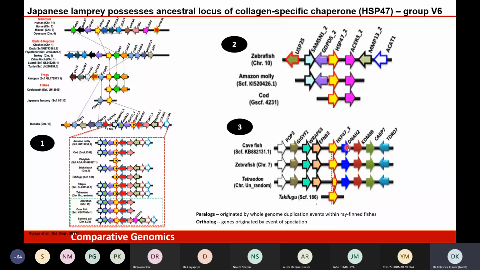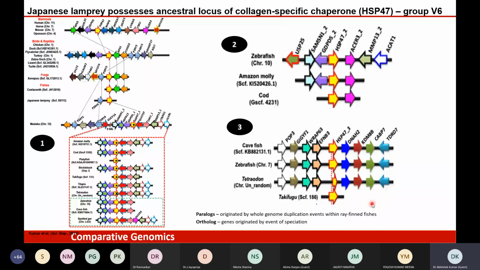If you're taking Amazon molly or Medaka, Amazon molly is there, or let's see, Takifugu is there. So wherever the species has the 3 copies, these are paralogs of each other, because they are within a species. And the definition of paralog is that paralogs are originated by a duplication event, in this case a whole genome duplication within the fishes, but in general they originate within a single species.